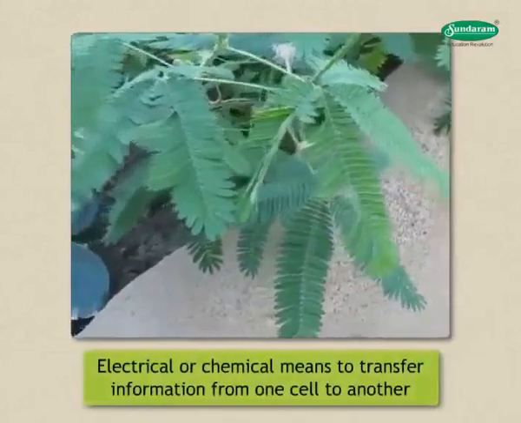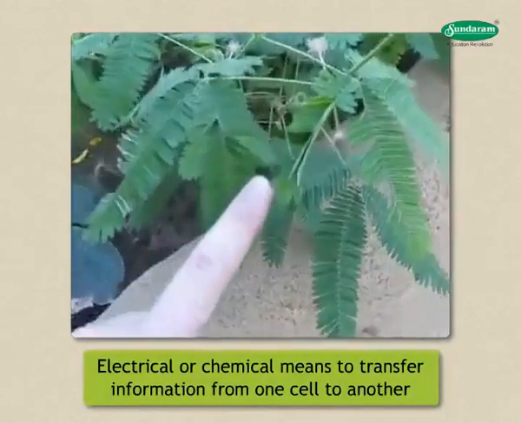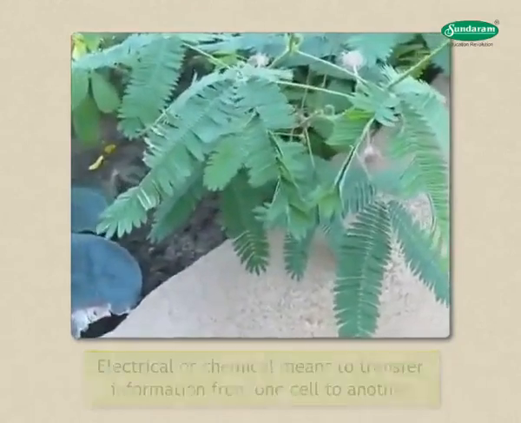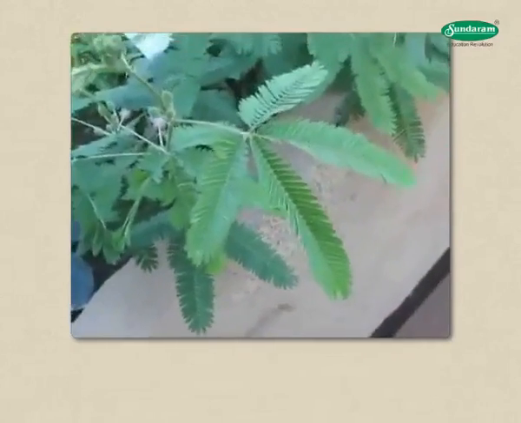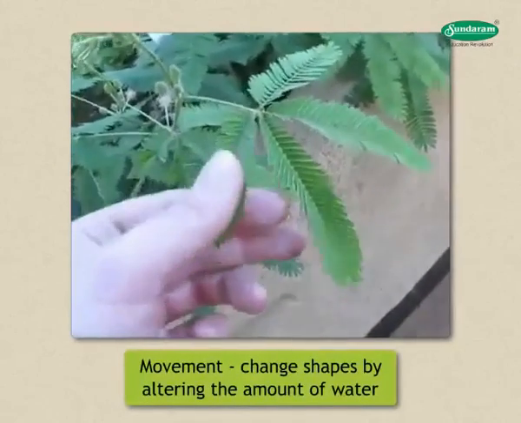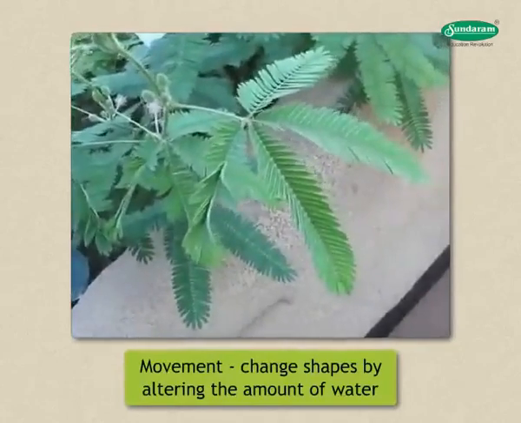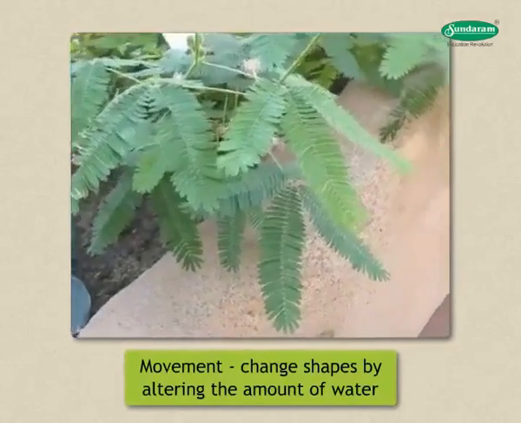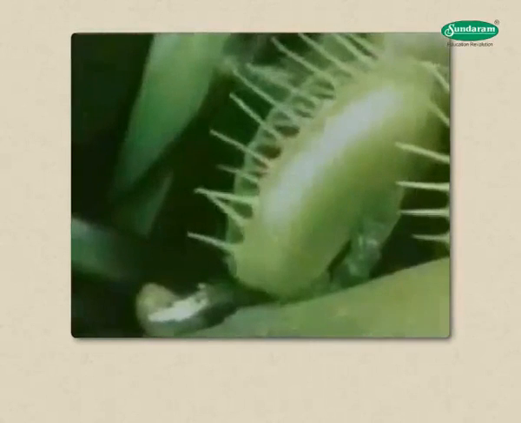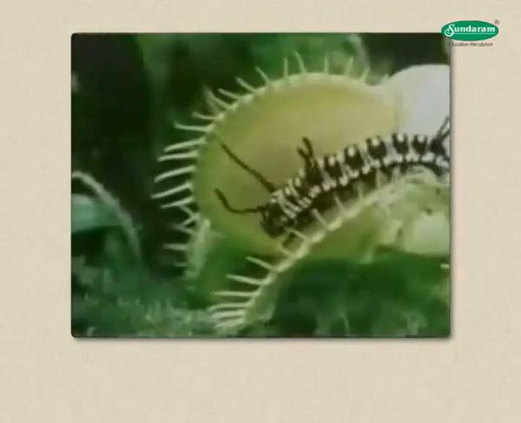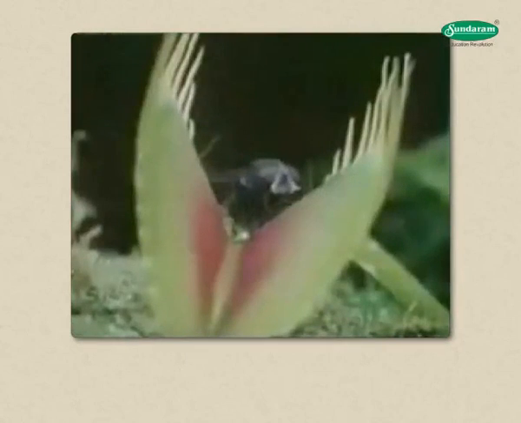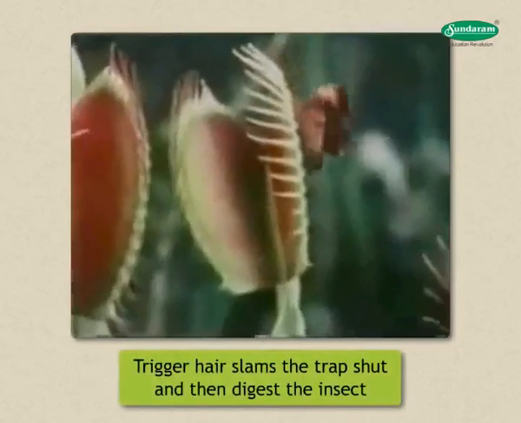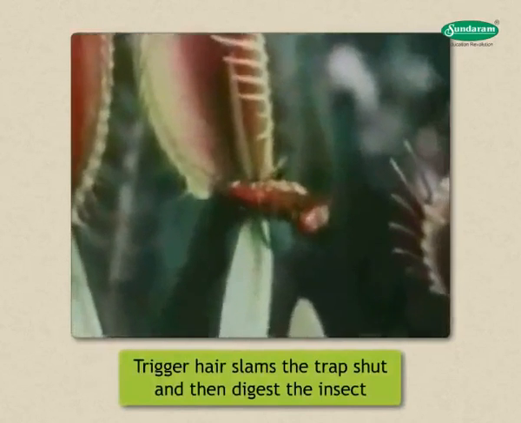The plants use electrical or chemical means to transfer information from one cell to another, as there is no specialized tissue present for the conduction of information. Then the movement is brought about as the plant cells change their shapes by altering the amount of water in them. The cells either swell or shrink and thus change their shapes. The Venus flytrap has a trap which looks and smells like a flower to insects. When they land on it, they touch a trigger hair which slams the trap shut, and they are then digested by the plant.